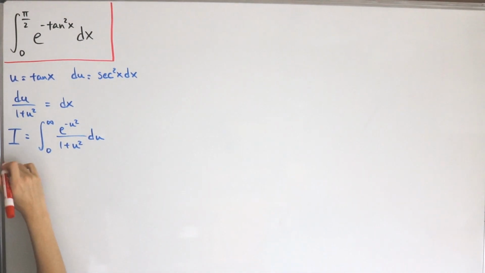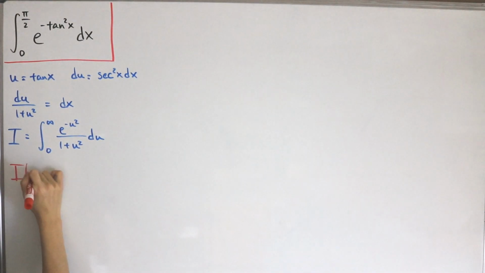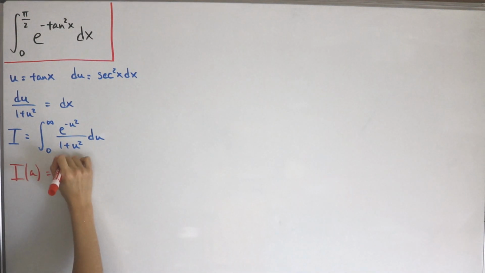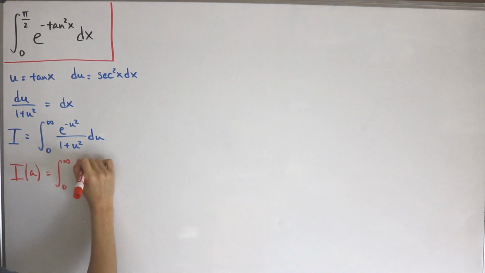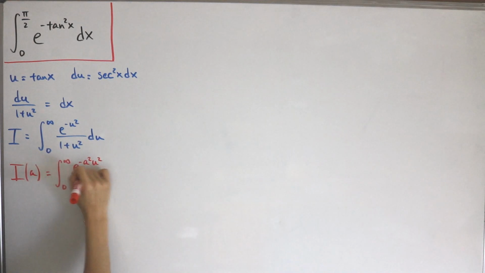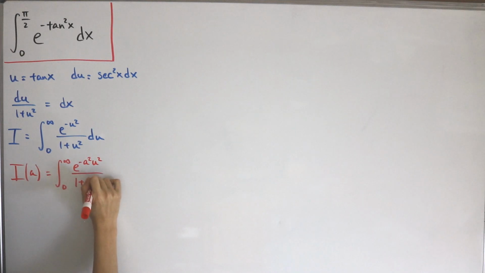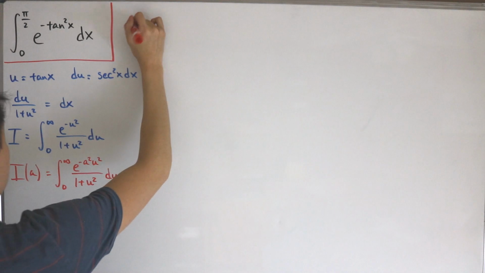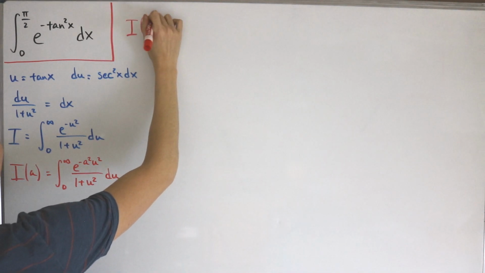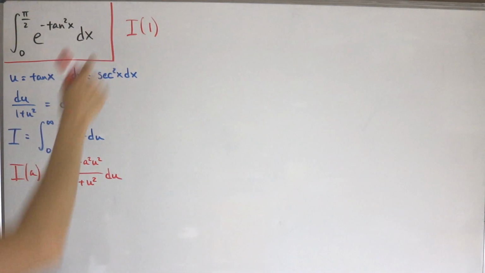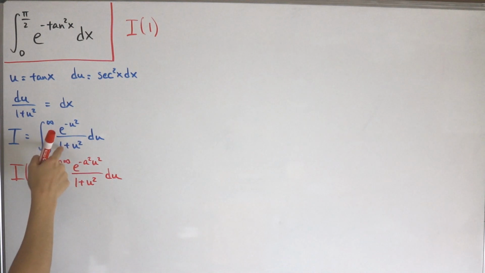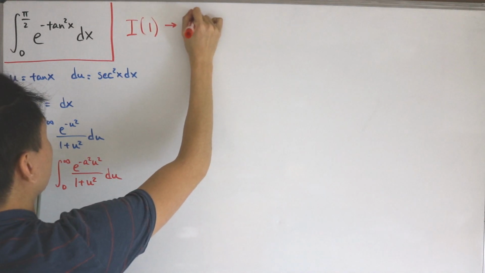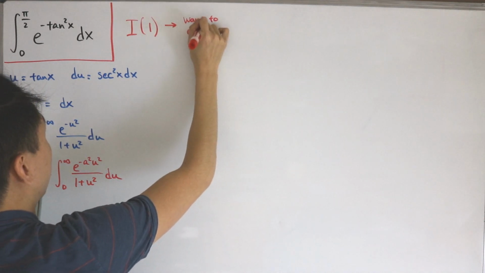So let's call this function capital I sub I of a. So we'll call this the integral from 0 to infinity of e to the negative a square u square divided by 1 plus u square du. Okay, so here's something we want to notice. If I plug in 1 for a, so I sub 1, we're going to get exactly what this is. So it's equal to I, so let me put this on the side and say, want to evaluate.